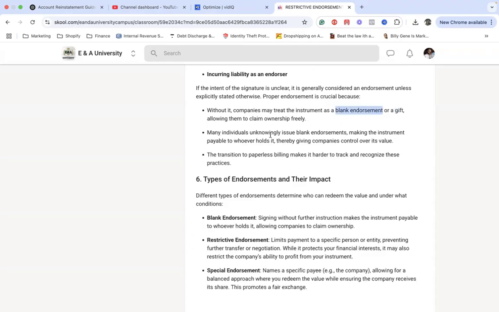So many individuals unknowingly issue blank endorsements, making the instrument payable to whoever holds it, thereby giving companies control over its value, right? And the transition to paperless billing makes it harder to track and recognize these practices.